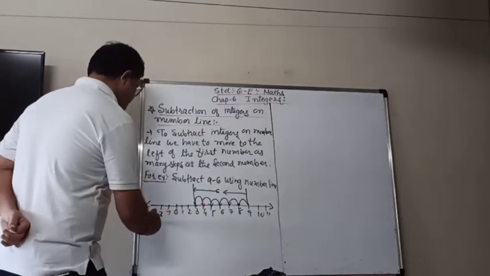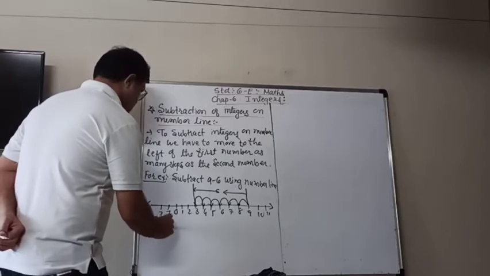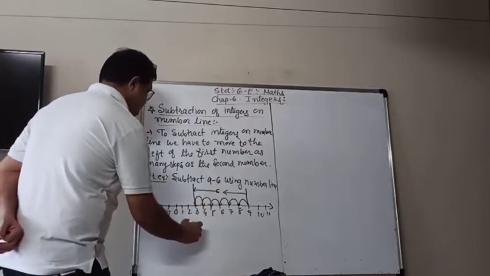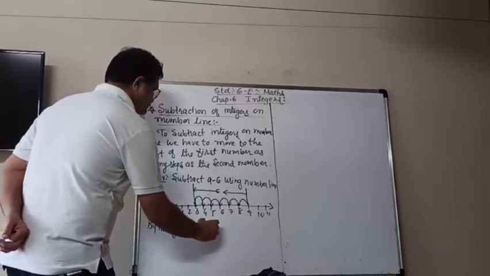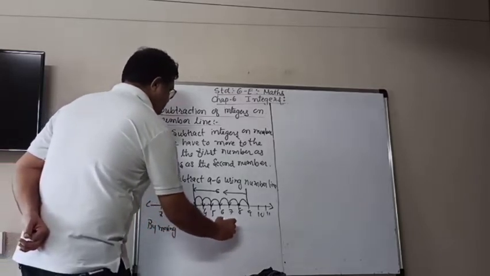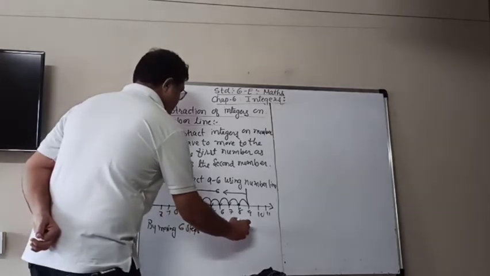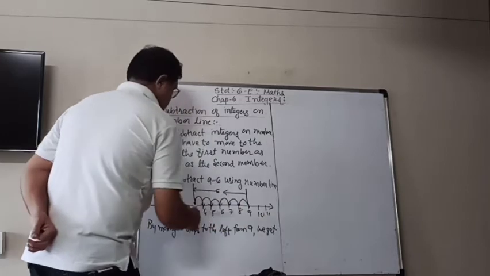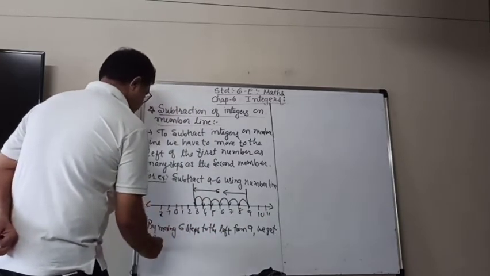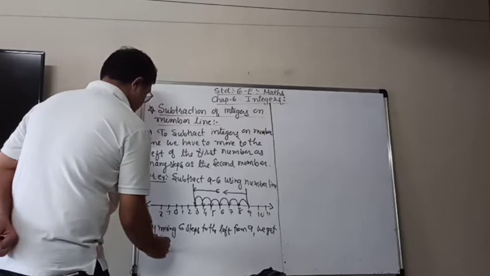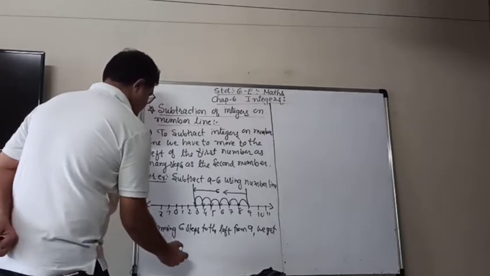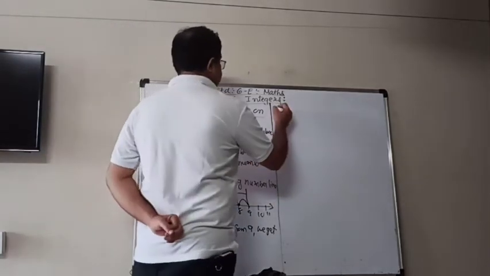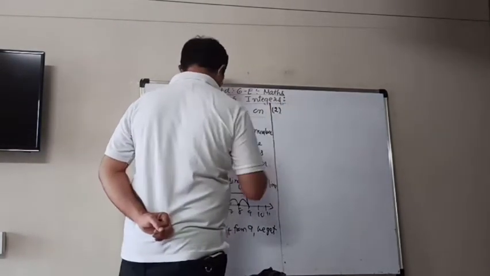So by moving, how many steps did we move? 6 steps. Which side? To the left. From which number did we start? 9. What did we get as the answer? 3. Therefore, 9 minus 6 equals 3. Let's understand another one.